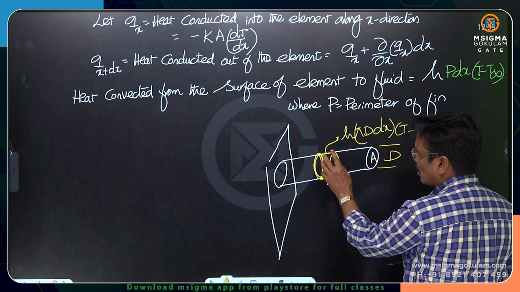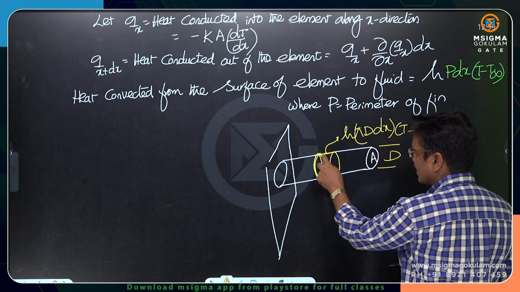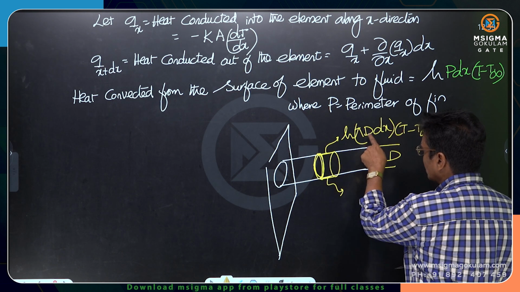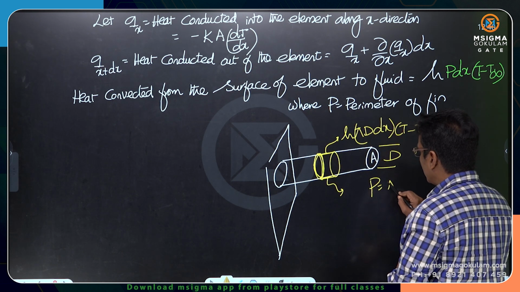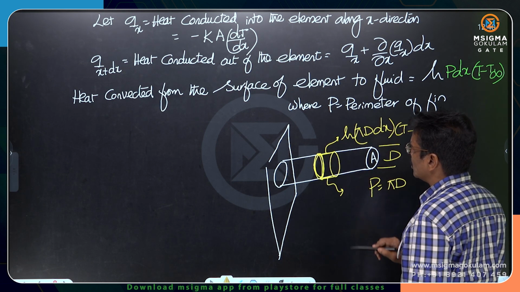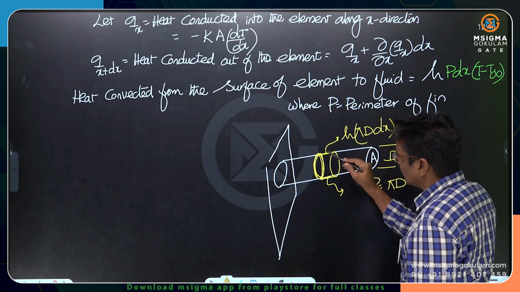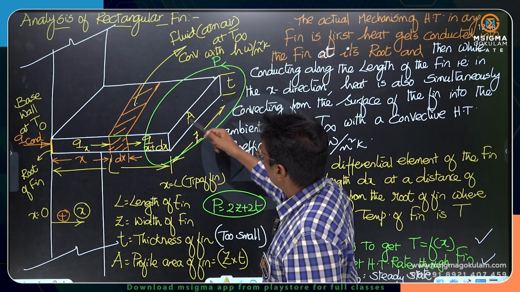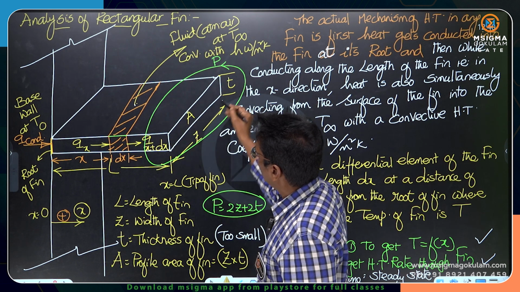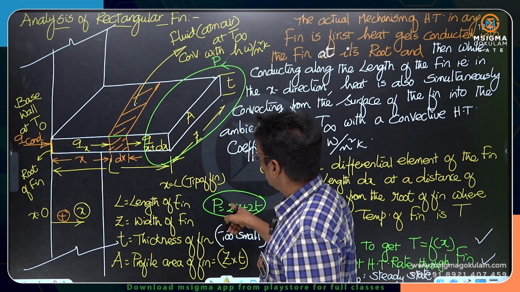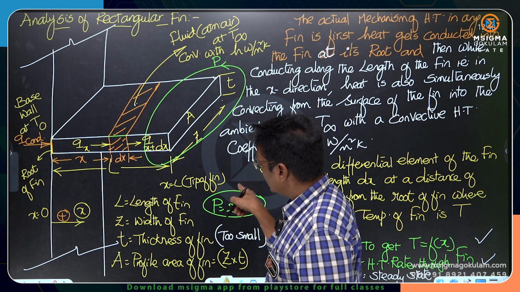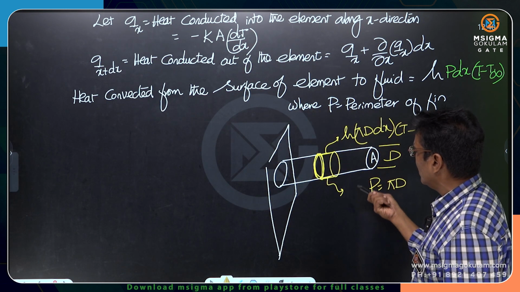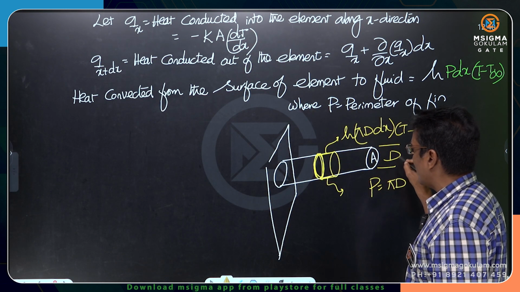So convection area is always the contact area. What is that contact area? Pi D into dx, hA delta T. This is Newton's law of cooling. Same thing I have written there. Here P is the perimeter, P is pi D, the perimeter of the element I have considered. In the earlier case, if you look at this, the perimeter will be this dimension, z plus z, 2z, plus t, 2t. P is equal to 2z plus 2t. That is the perimeter of the fin for the rectangular fin. If it is a circular fin or a pin fin, the perimeter will be pi D, where D is the diameter of the fin.